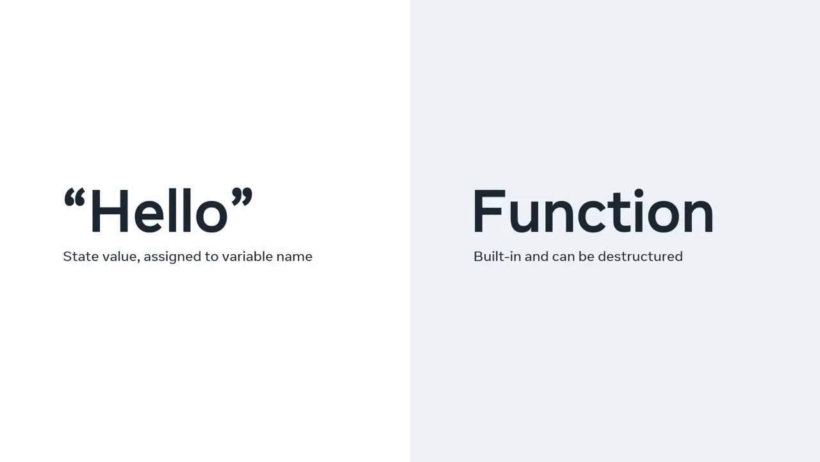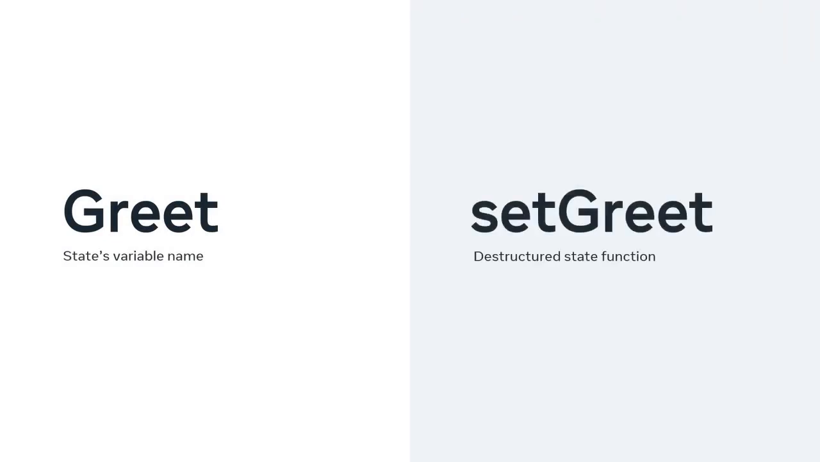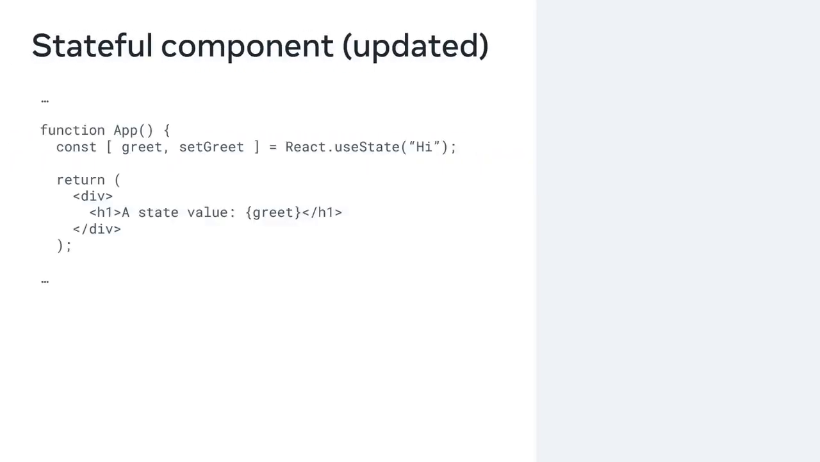The function can be destructured with any name you'd like, but there is a convention to follow. If you set the state's variable name to be greet, then the destructured state function should be setGreet. This is because the second destructured variable is a function that will be used to update the state of the variable. So, let's examine an updated version of the stateful function component. Notice that the setGreet variable is not actually run. That is something that is done elsewhere. Later in this course, you'll learn how you can extend this code with a clickable button to update the state.